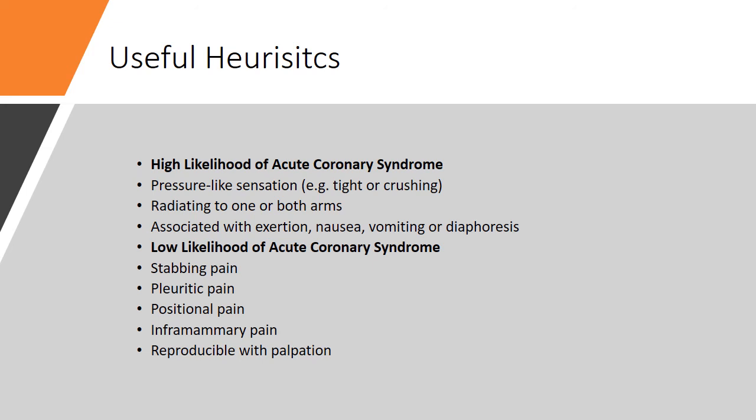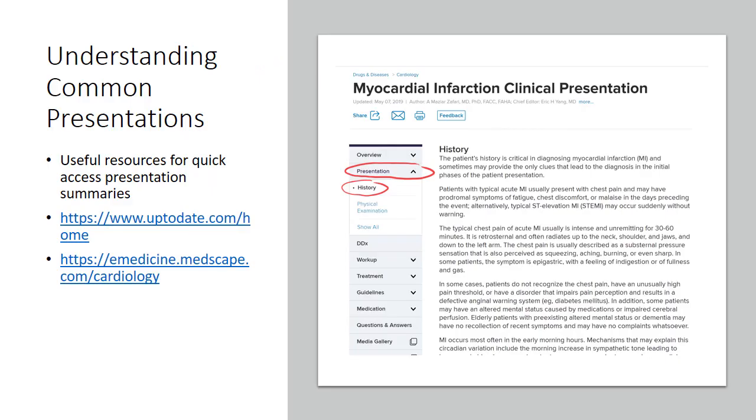ACS. Whereas to send our suspicions in other directions, if it's more of a stabbing or sharp pain that's associated with the pleuritic chest pain that we've already described, if it's positional, or if it's inframammary, so that means within the breasts, or we can reproduce it with palpation, so we're going to palpate for tenderness, then it's unlikely to be acute coronary syndrome. We can channel our hypotheses more towards some of these non-cardiac causes of the chest pain.